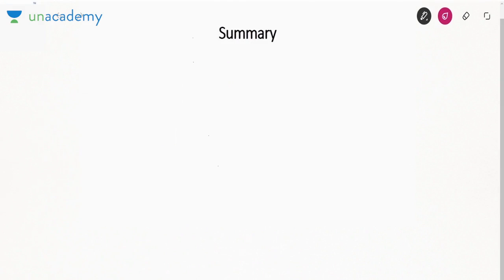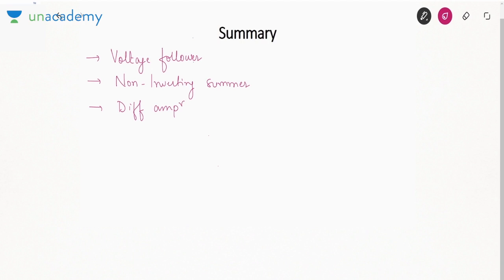So let me summarize what we have covered. I have told you about the concept of voltage follower. The second circuit I told you about is the non-inverting summer. Then one of the most important circuits, the differential amplifier. Here we use superposition. Then the instrumentation amplifier. What are the advantages? High gain, high CMRR, and it uses an input buffer stage before the differential amplifier.